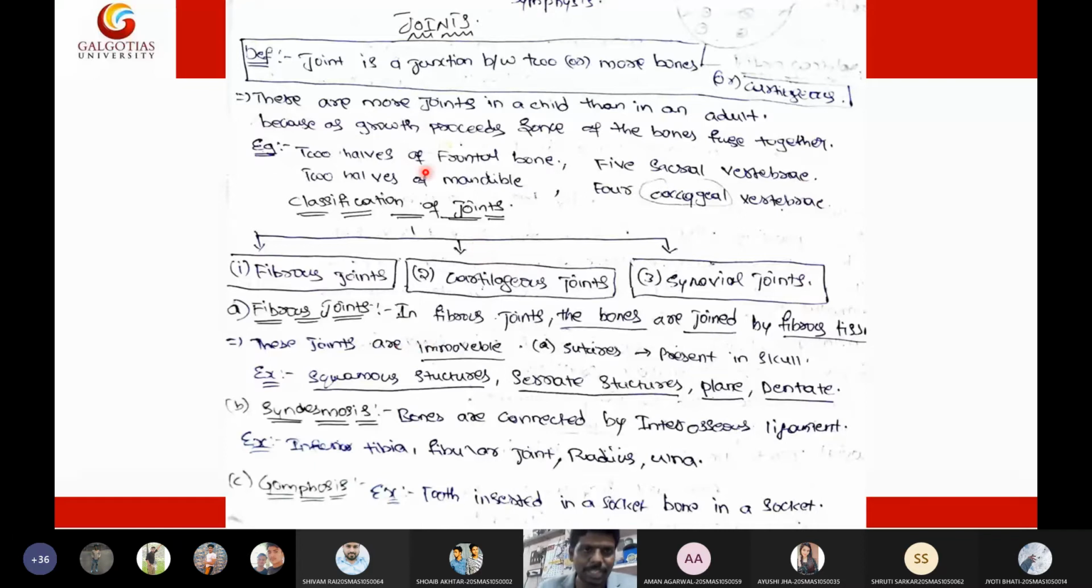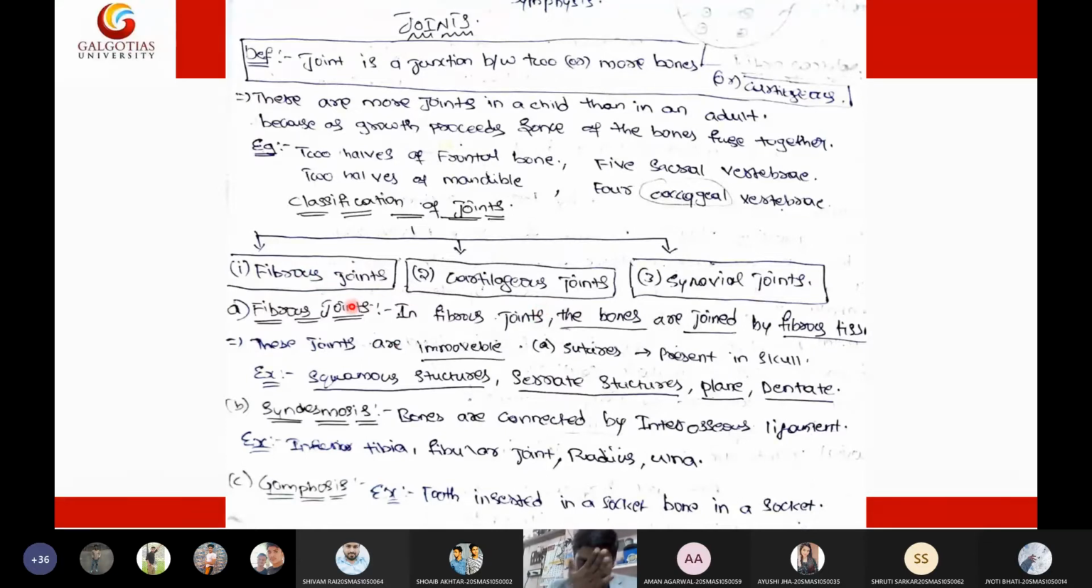So the classification of joints: the same definition, whatever I said, is here. Joints connect any two bones or two cartilage substances. Then in classification, I have given fibrous joints, cartilaginous joints, and synovial joints. Now let us discuss each in detail: first fibrous, then cartilaginous, then synovial. Fibrous and cartilaginous are simple, but for synovial I need another lecture. Before synovial joints, you must know certain terms and planes in the human body. So first let us finish fibrous joints.